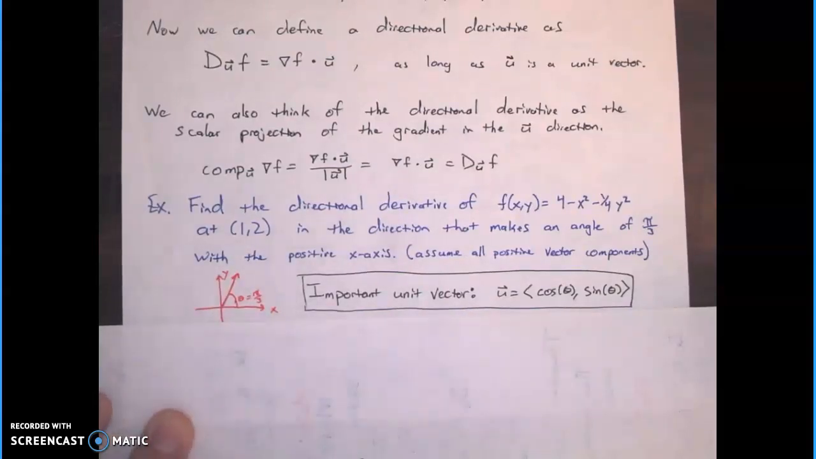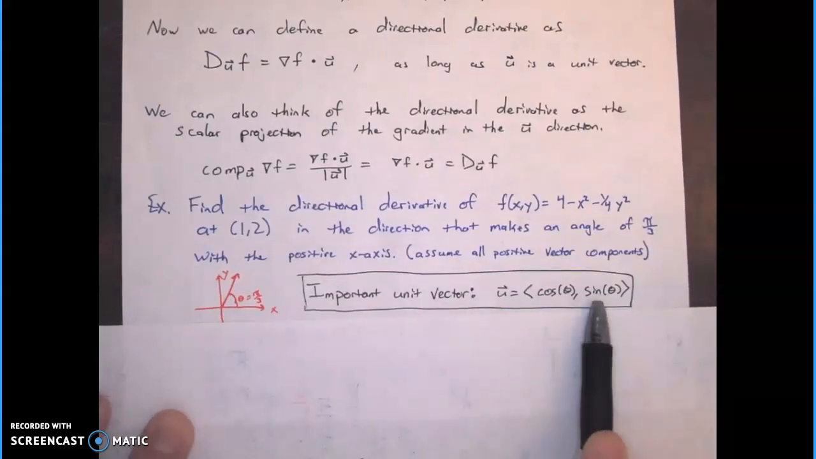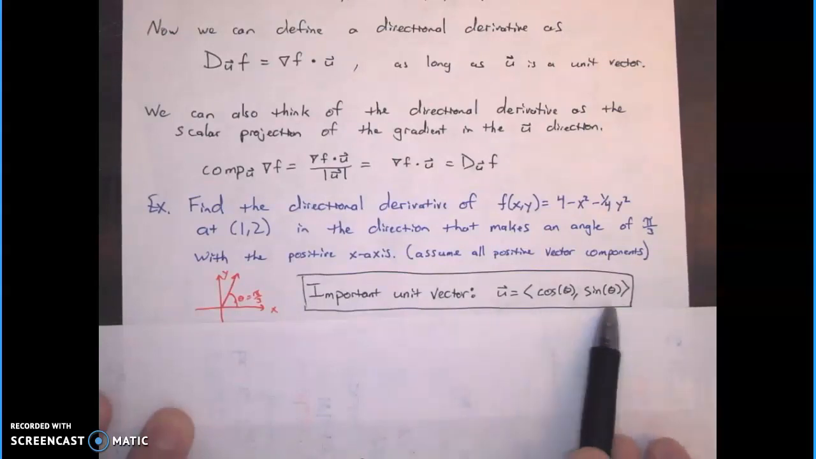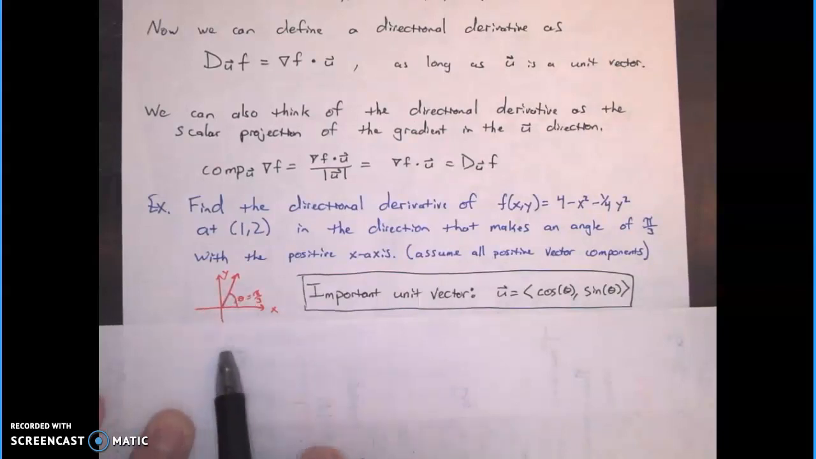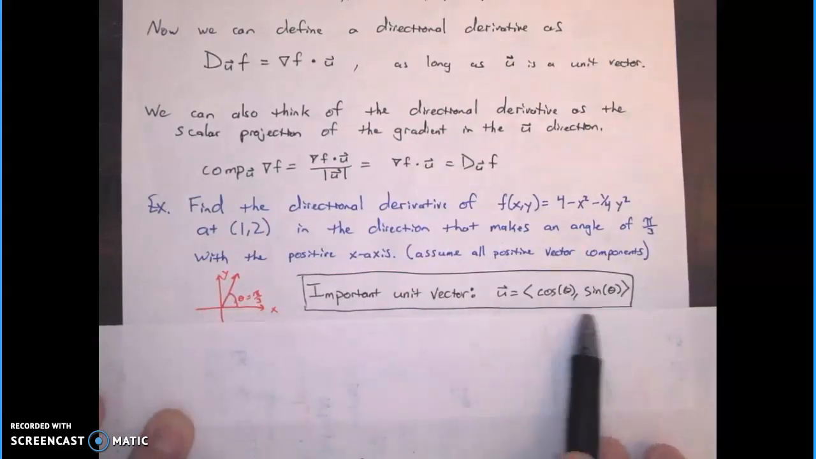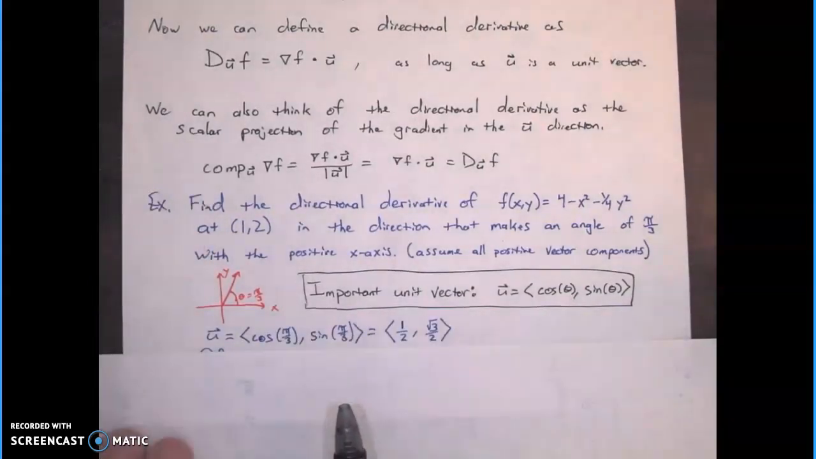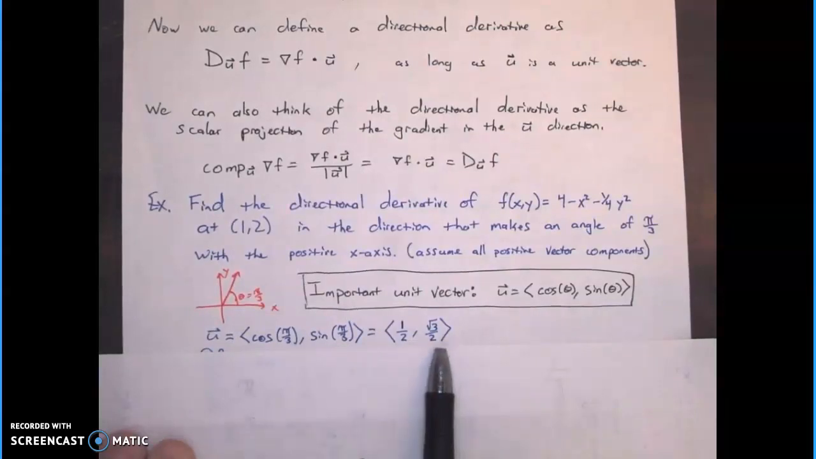So this is the direction we want. The way we can figure out what vector represents this direction is using this very important unit vector. Now, this unit vector, cosine theta, sine theta, it is a unit vector. If you take the magnitude, it's going to be the square root of cosine squared plus sine squared. And cosine squared plus sine squared is 1, so it's the square root of 1, which is 1. And this unit vector, cosine theta, sine theta, given an angle in the xy plane, gives you a unit vector going in the direction that that angle makes with the x-axis. So if I plug in pi over 3, which is what I want to do, that'll give me my unit vector going in the direction that I want. So here I have my unit vector u is 1/2, square root of 3 over 2.